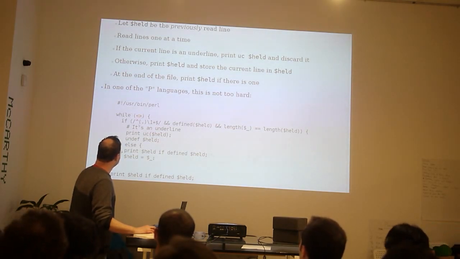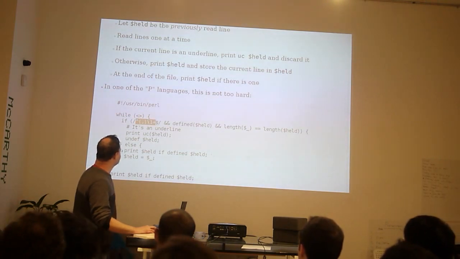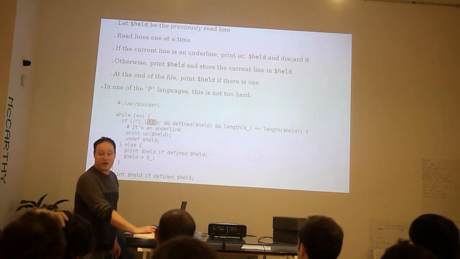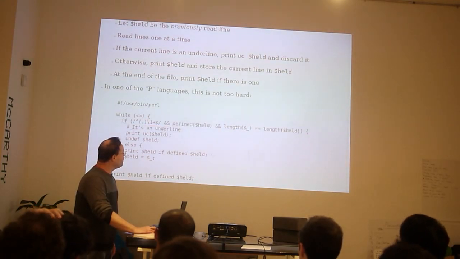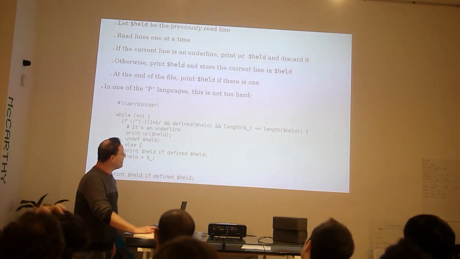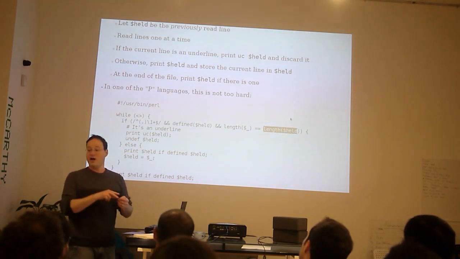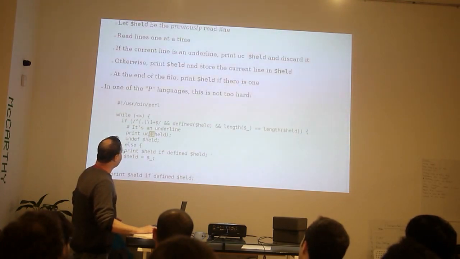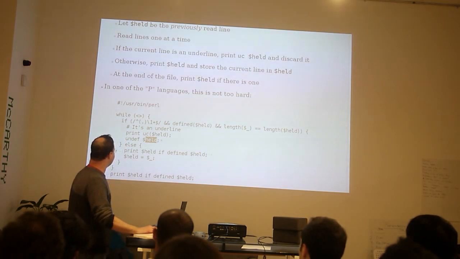So we're reading lines one at a time. This is a regex that asks if the line is some character followed by one or more appearances of exactly the same character. And if we have a held line already, and if the length of the current line is equal to the length of the held line, the line is an underline. So not just asterisks, but equal signs or hyphens or whatever. And then we will print out the uppercase version of the held line, and then throw away the held line so we don't see it again.